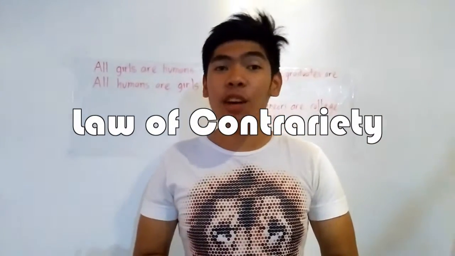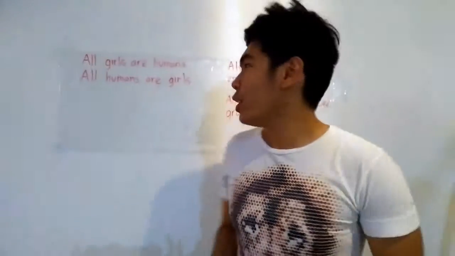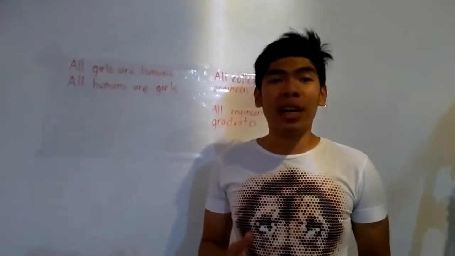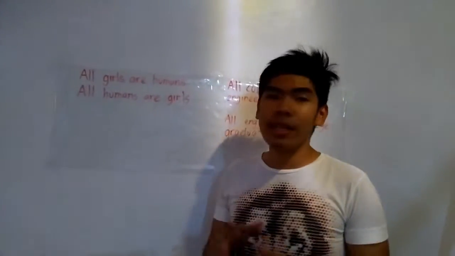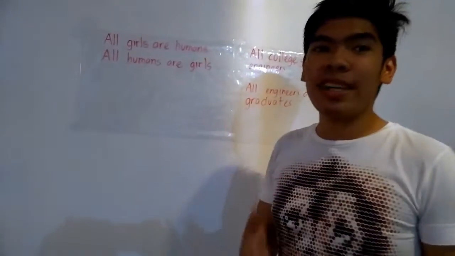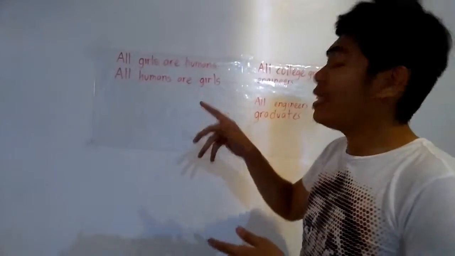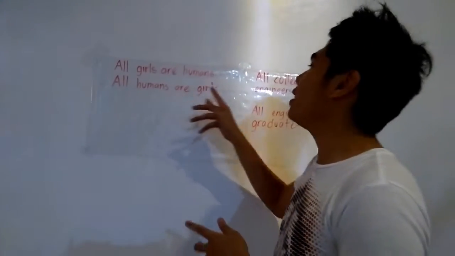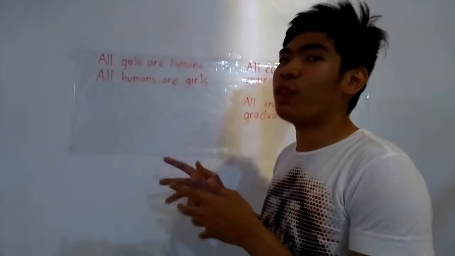Hi, I'm going to discuss the law of contrariety. The law of contrariety is a relation between two universal propositions that differ only in quality. So we can determine the law of contrariety: if the one is true, then the other is false. An example is all girls are humans. All girls are humans is a universal and it is true. But all humans are girls is universal, but it is false. So that is the law of contrariety.